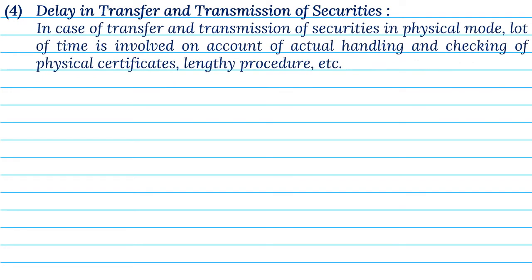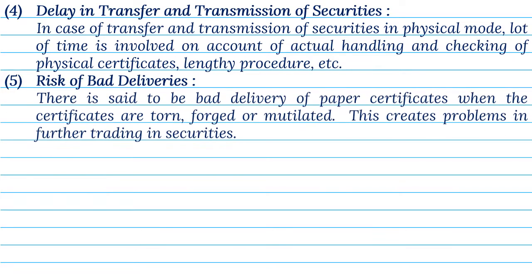4. Delay in transfer and transmission of securities. In case of transfer and transmission of securities in physical mode, lot of time is involved on account of actual handling and checking of physical certificates, lengthy procedure, etc. 5. Risk of bad deliveries. There is said to be bad delivery of paper certificates when the certificates are torn, forged, or mutilated. This creates problems in further trading in securities.